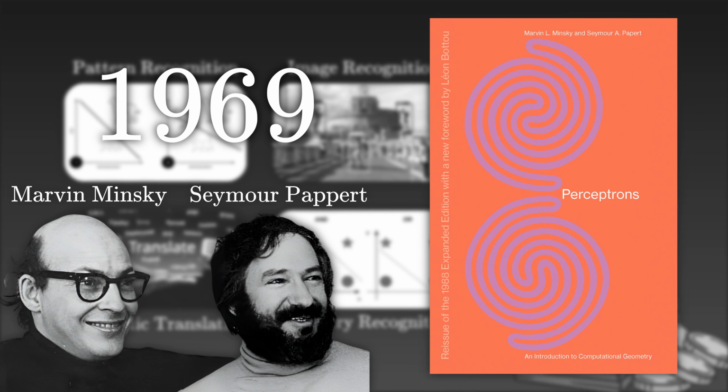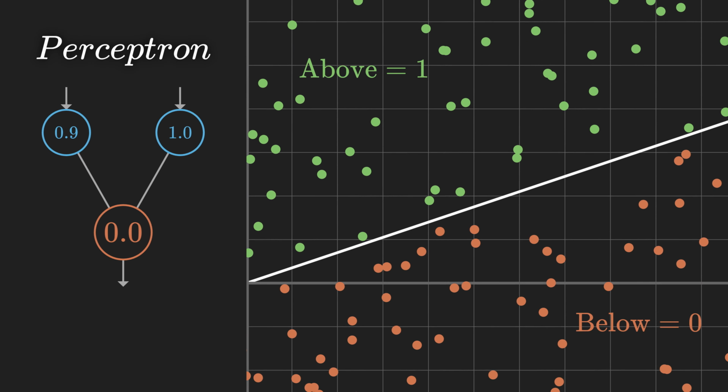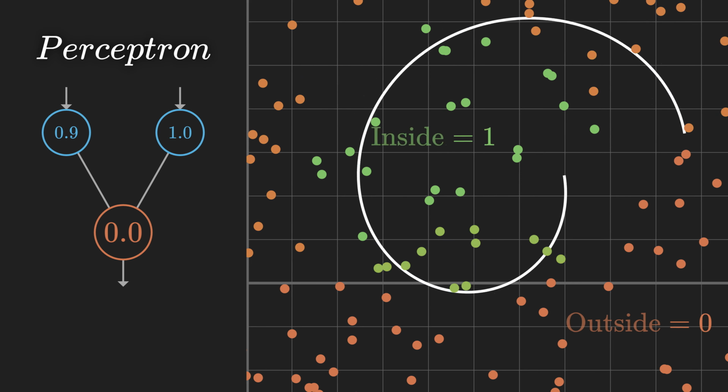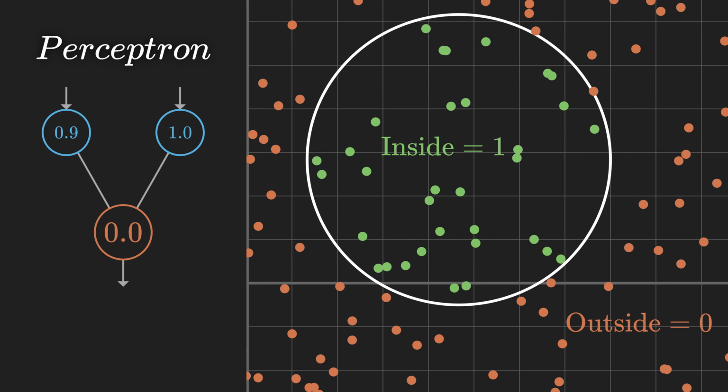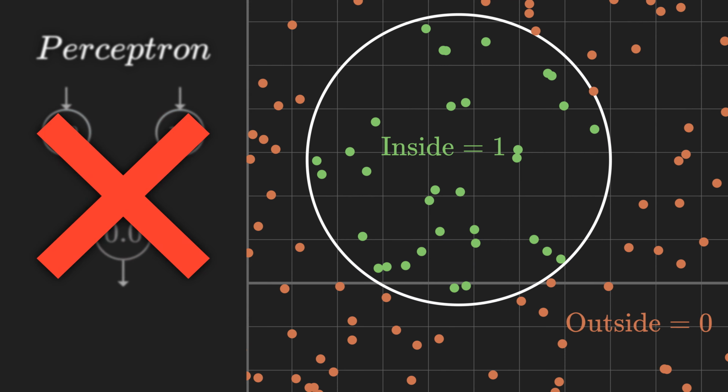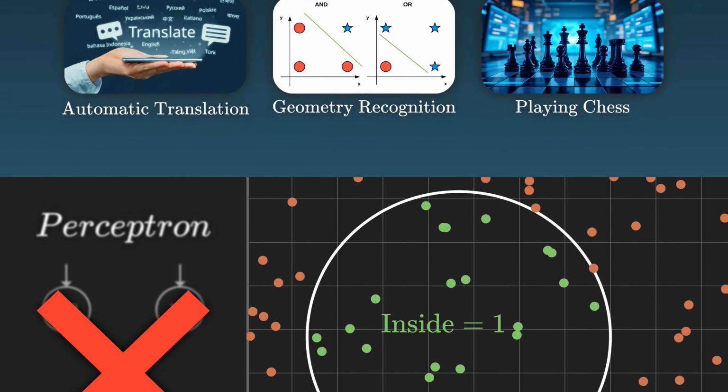Let's return to our toy problem. Suppose we change the task slightly. Instead of classifying points above or below a line, we want to tell which points are inside or outside a circle. What Minsky and Papert proved is that for a perceptron, this is impossible. The perceptron cannot solve problems that are not linearly separable. Or, in other words, problems where no single straight line can divide the classes.